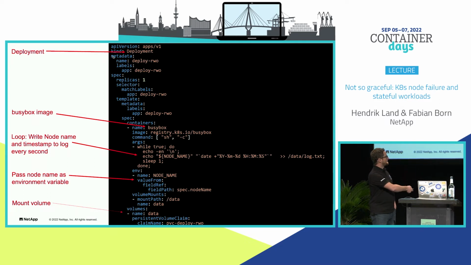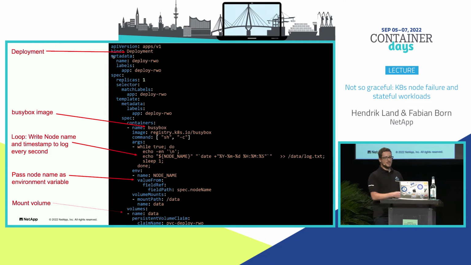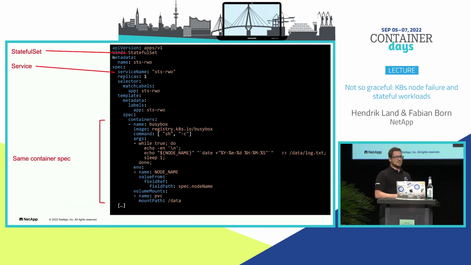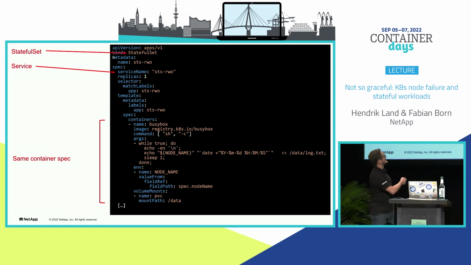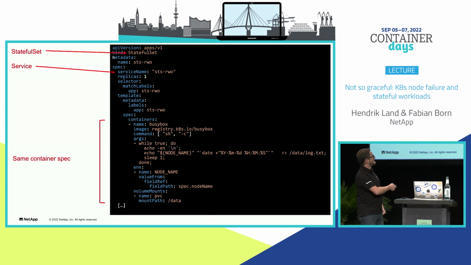And then our volume claim, our PVC, is mounted as /data. So /data/log.txt is going to persist everything we write into that log.txt file. Same for the stateful set, except that it has a service because that's mandatory. It's a headless service. We don't care because we don't really run any useful application on there. Otherwise, the container is exactly the same.